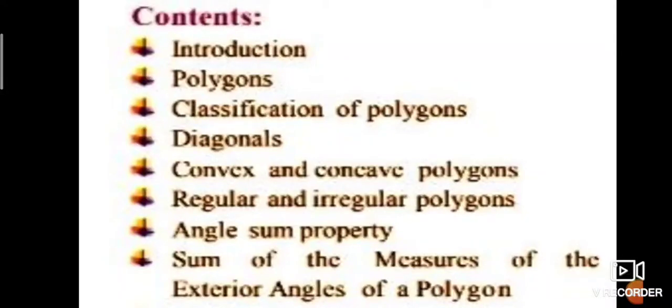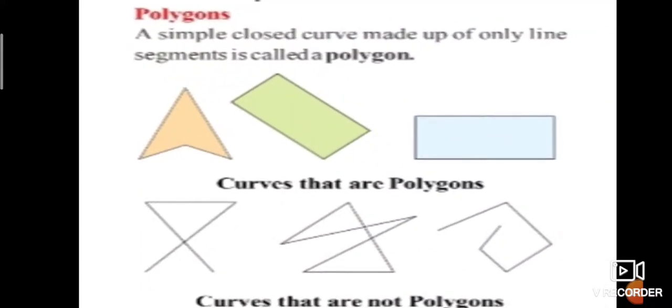After this, we shall discuss the content of the lesson. First one is polygon. So what is a polygon? A polygon is a simple closed curve made up of only line segments.